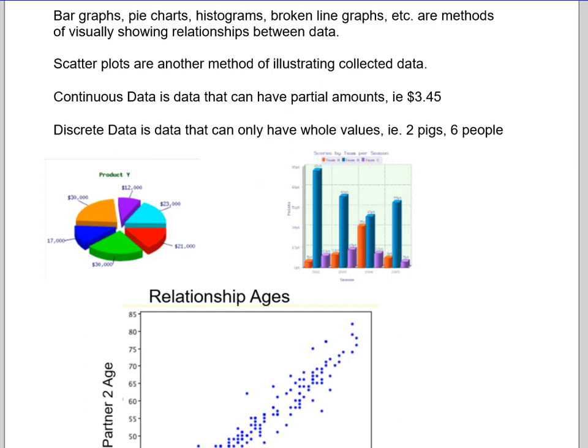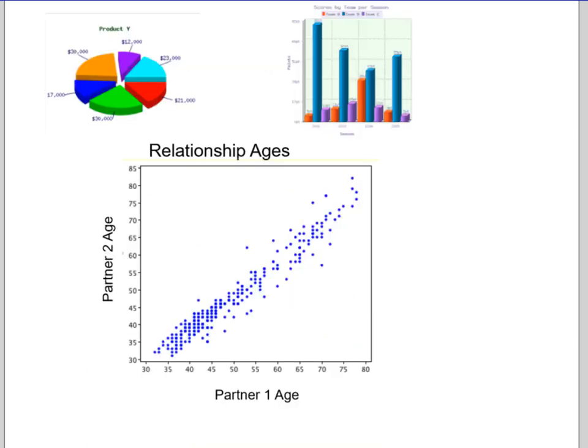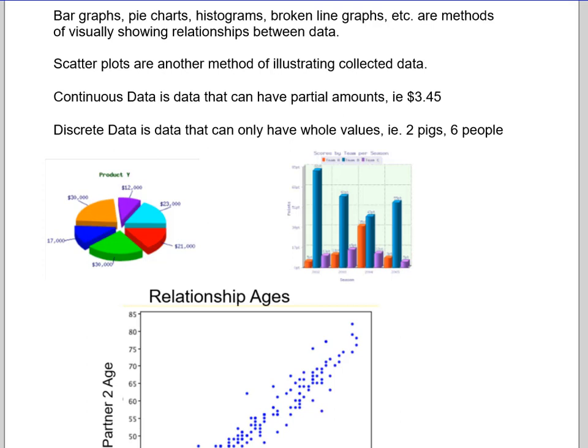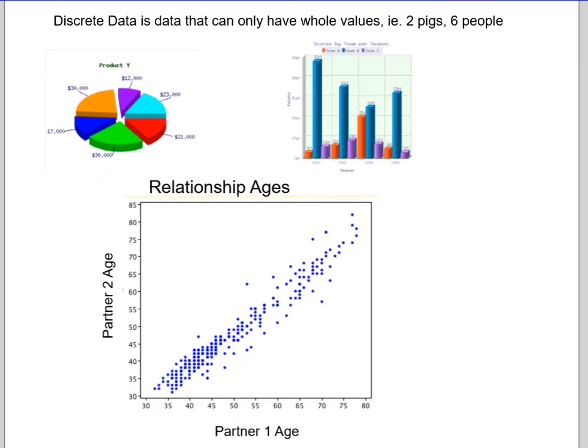Okay, so there are different types of graphs. So we have bar charts, we have histograms, pie charts, a whole bunch of different things. This is a scatter plot down here, and you can see it's got a lot more data points than that first graph, and you can start to see a clear trend. Okay, I better just slide that up a little bit so you can see a bit more. There we are.